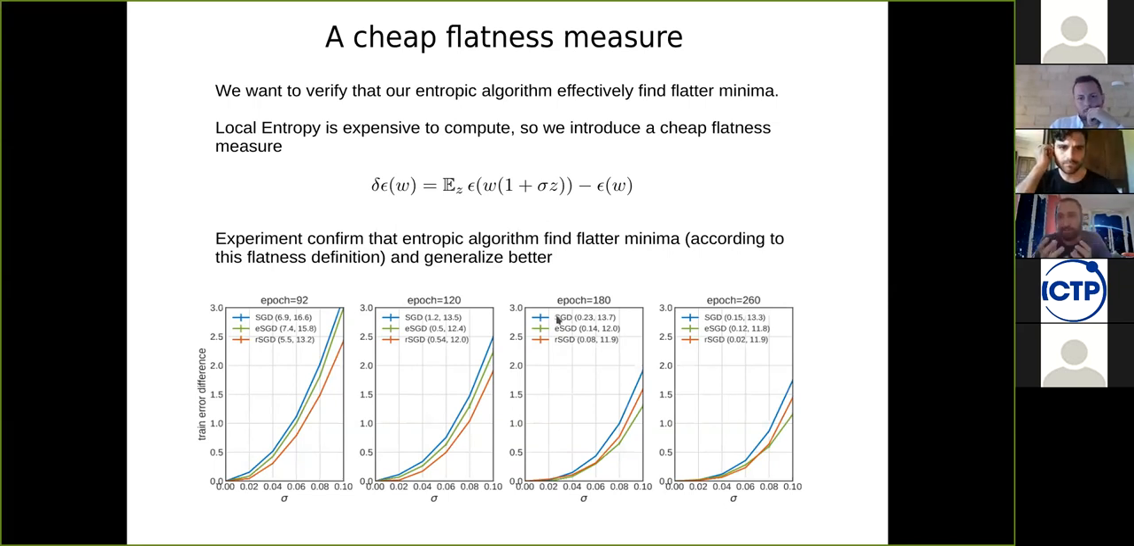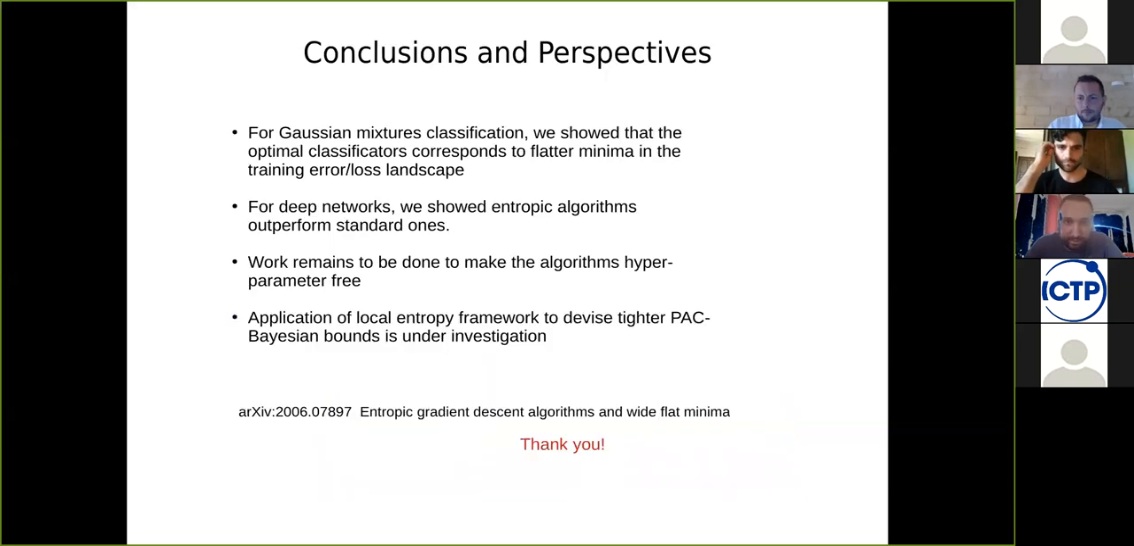So everything is consistent, and essentially it seems that flatness leads to good generalization, and entropic algorithms lead to flat minimizers. And essentially, this is all I wanted to say.